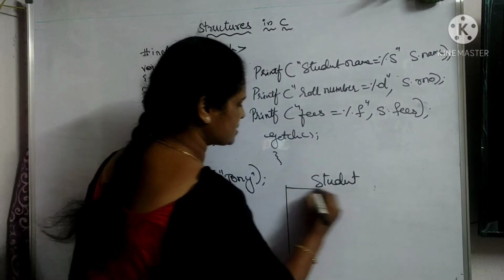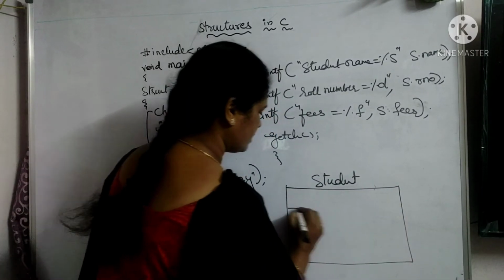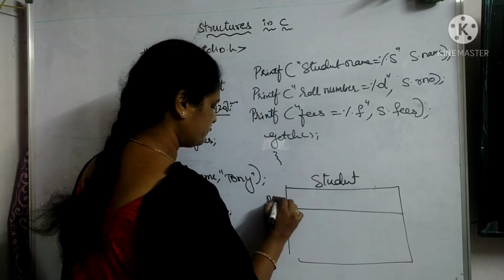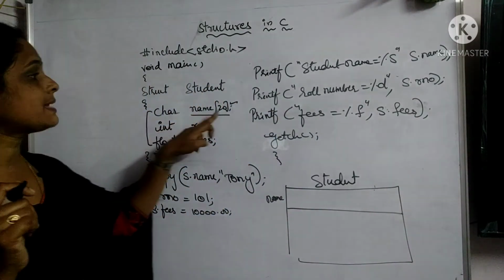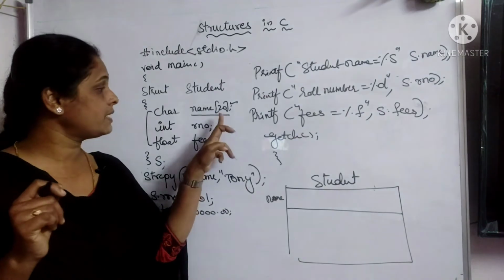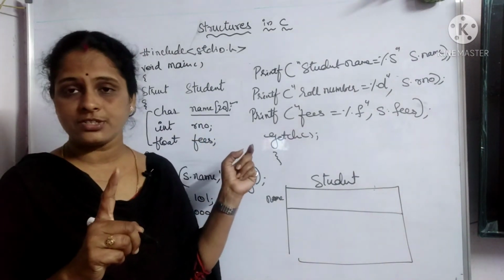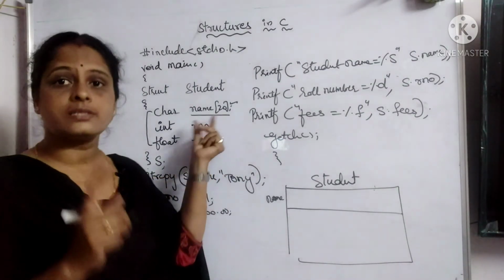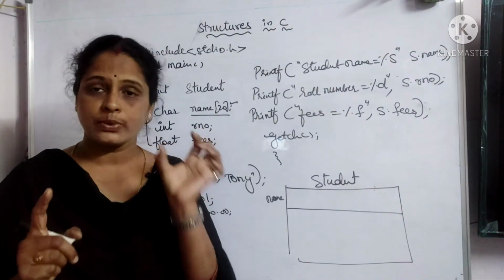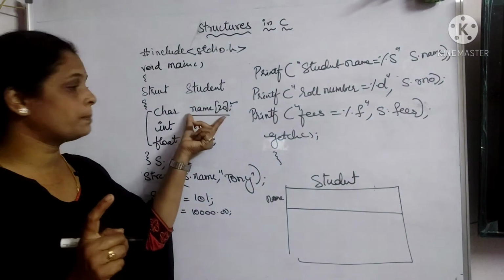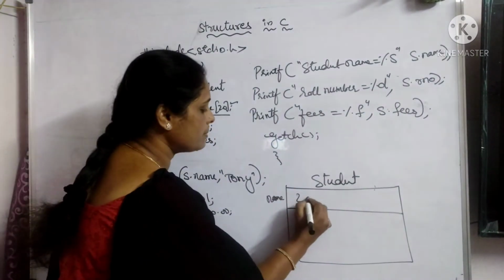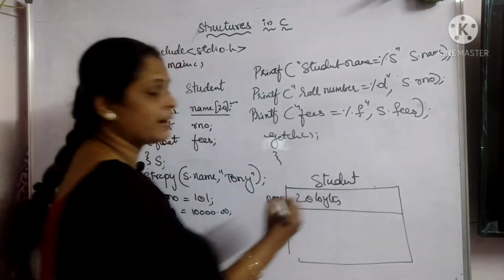Student is the name of the structure. Now the first one is name. So name is taking how much memory? I have given size 20 here. That means character data will take 1 byte each. So I have given size 20. So 20 into 1, that is 20 bytes of memory, is consumed by this name. So name is consuming 20 bytes here.